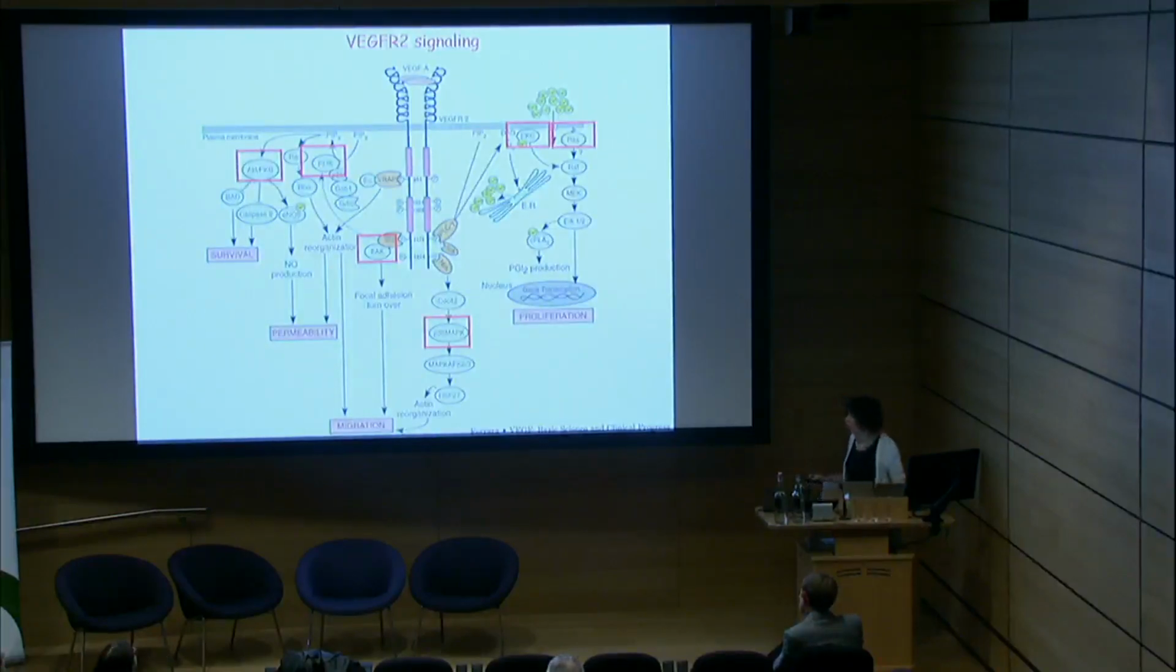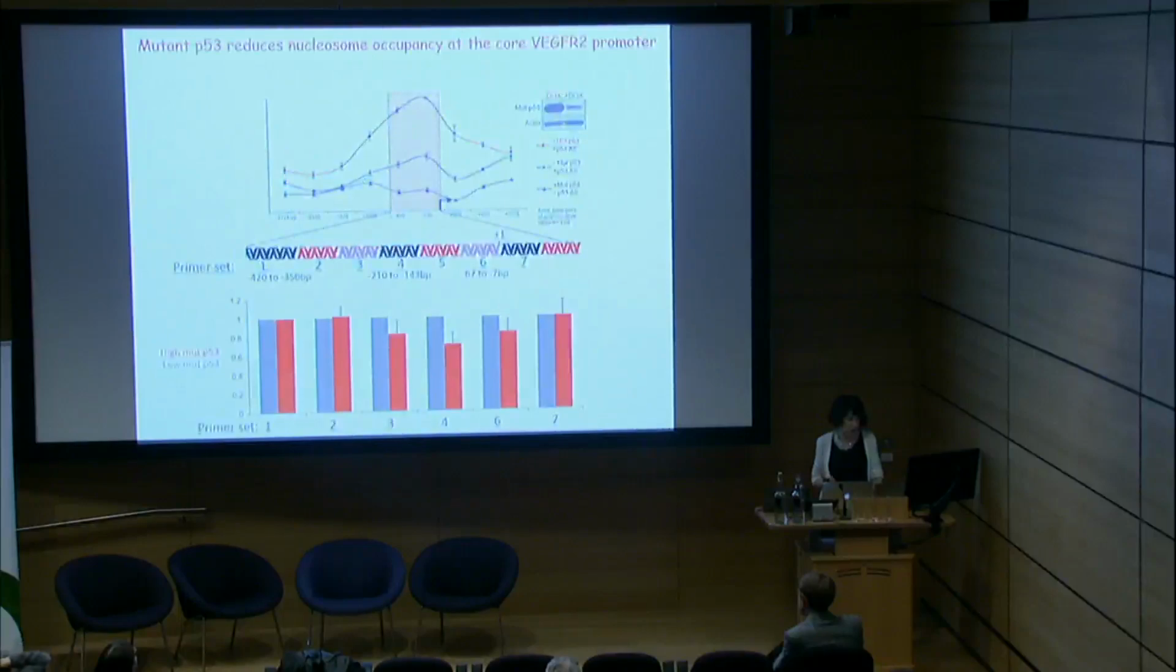VEGFR2 plays a very important role in many aspects of cancer. It plays a role in maintaining survival, migration, proliferation. It is a very good potential target for mutant p53. And what Neil did, and I'm not going to get into great detail, was to do a very careful analysis of the binding of mutant p53 to the VEGFR2 promoter.